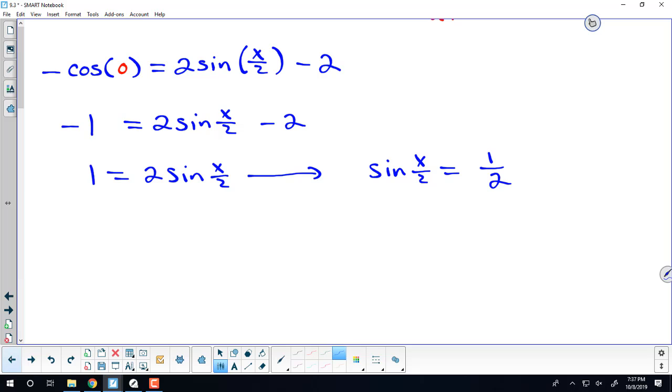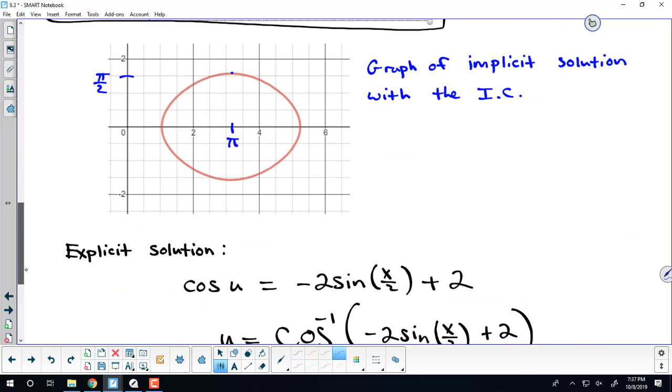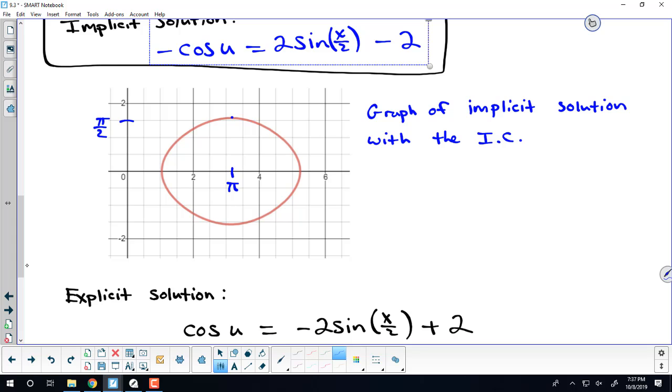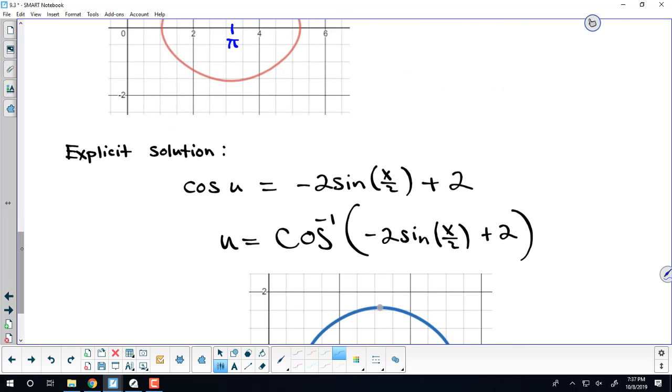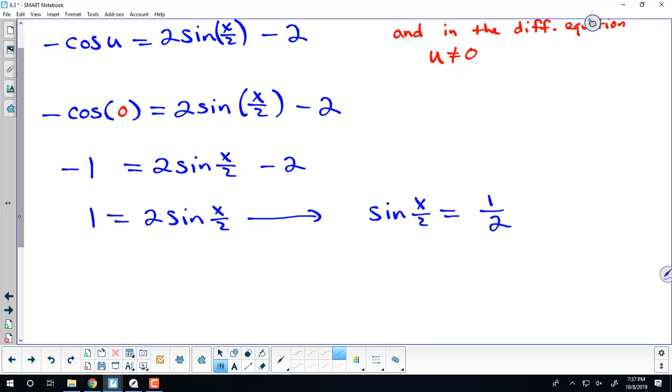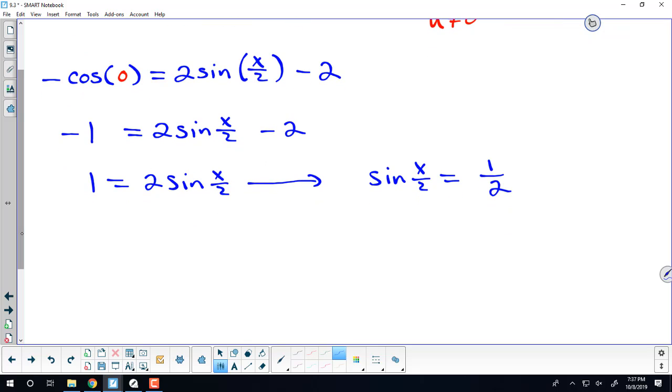And think about our initial portion here. We have pi over 3 here. So we'd say the sine of theta equals 1/2 when theta is pi over 6, and what's after pi? Okay, so the sine of pi over 6 is 1/2, and what else? 5 pi over 6.